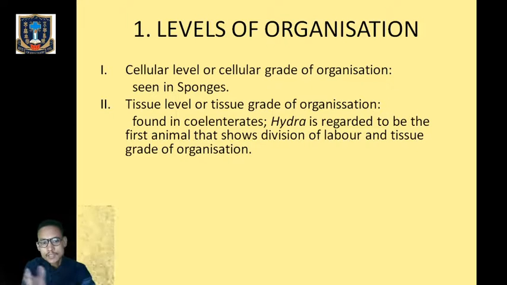Out of 10 cells, 5 will perform the function of respiration, 5 will perform the function of excretion. So those 5 cells will form a tissue and perform the function of respiration. Another 5 cells will form a tissue and perform the function of excretion. So this is called tissue level of organization, or we can say division of labor. So Hydra can be regarded as the first animal where we can see this division of labor and also the tissue level of organization. Okay, so here the cells are specialized and morphologically they have been diversified to perform different functions, and they have been arranged in 2 embryonic layers.